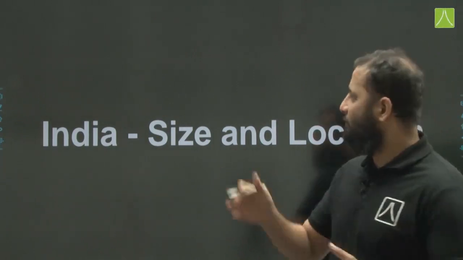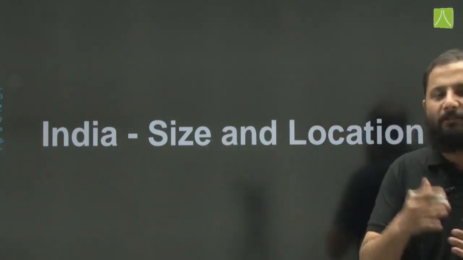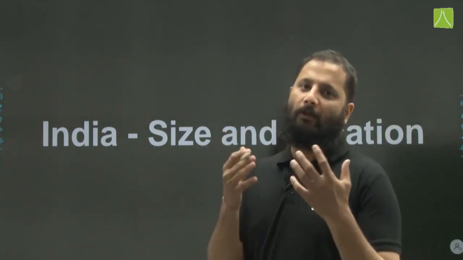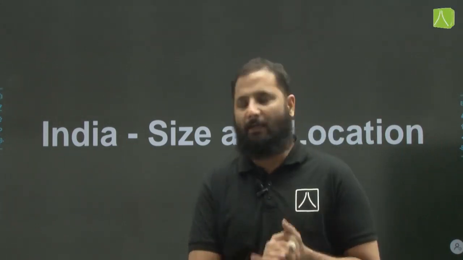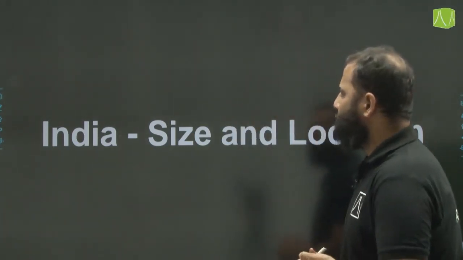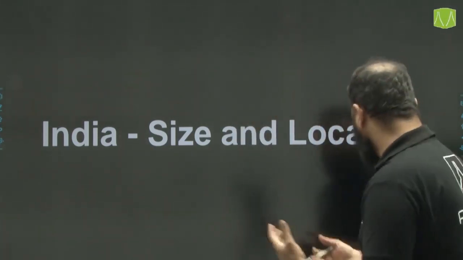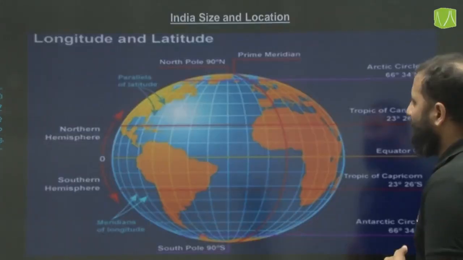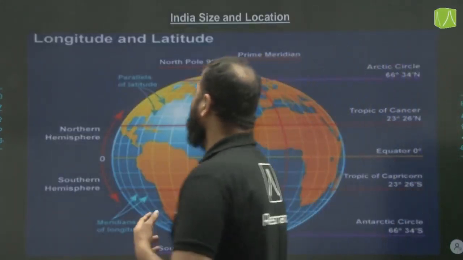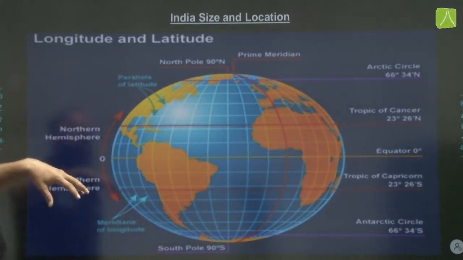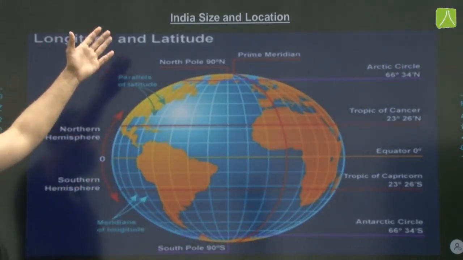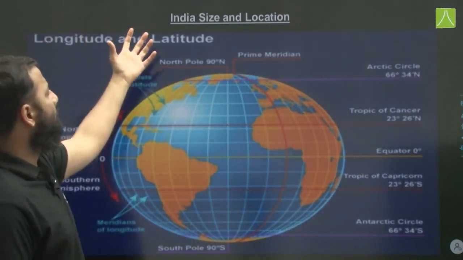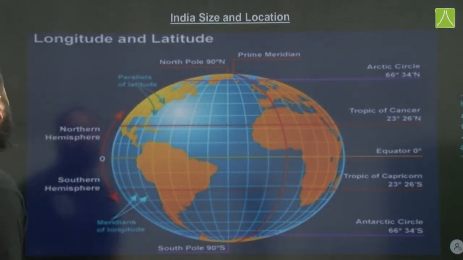Today I am here with the chapter India, Size and Location. That is the first chapter of your geography portion from class 9th. Alright, so let us quickly begin with the chapter. Okay, India, size and location. Now first we will be looking at the size as well as the location aspect of India.